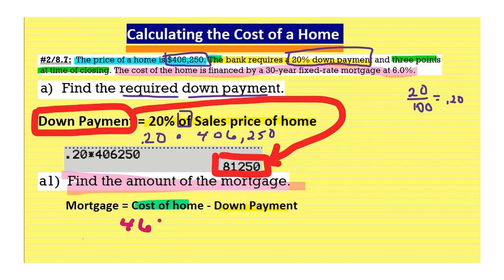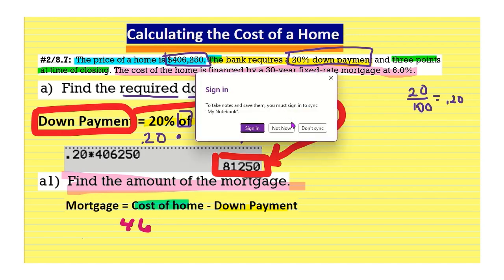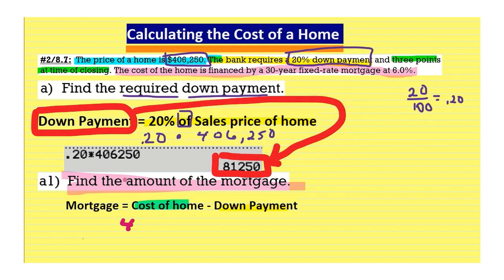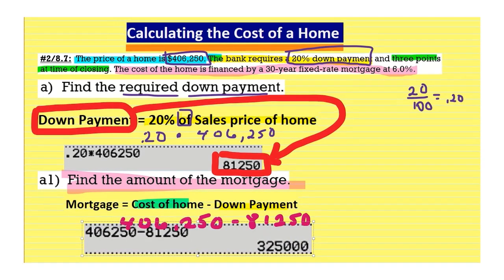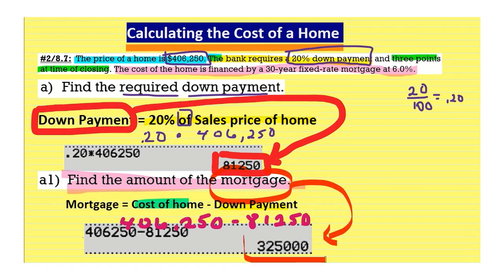$406,250 minus the down payment of $81,250. And when we do that calculation, that is going to give us the mortgage. The mortgage amount is going to be equal to $325,000. So that's how much we're going to borrow.